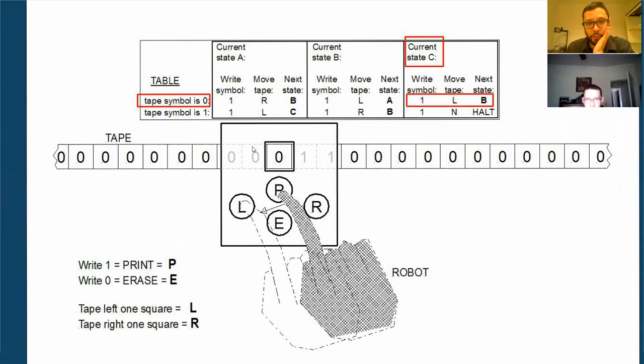In the next step, you can see that the cell immediately to the left is also a 0. But now we're in state B. So the program says, if you get an input 0 and you're in state B, then write a 1, move left, and go into state A. You see that this is moving the read-write head over to the left step by step, and every time it does, it changes what's on the tape.